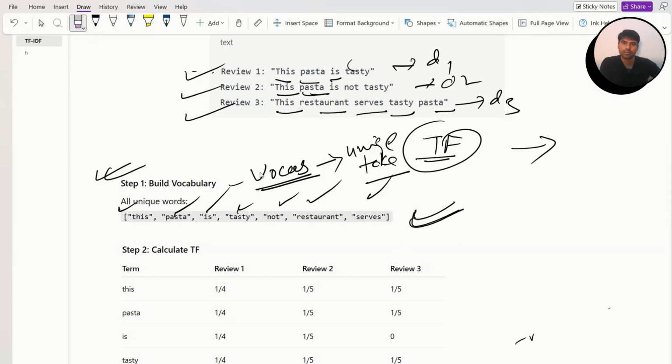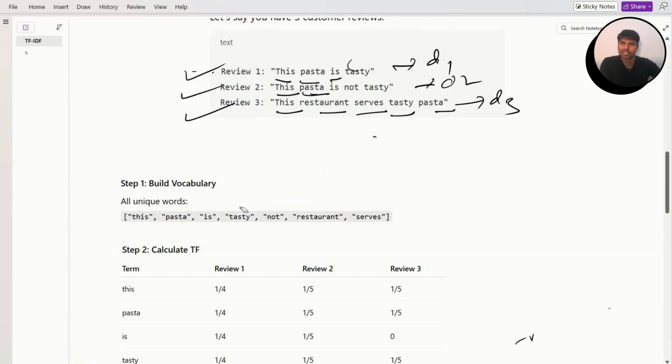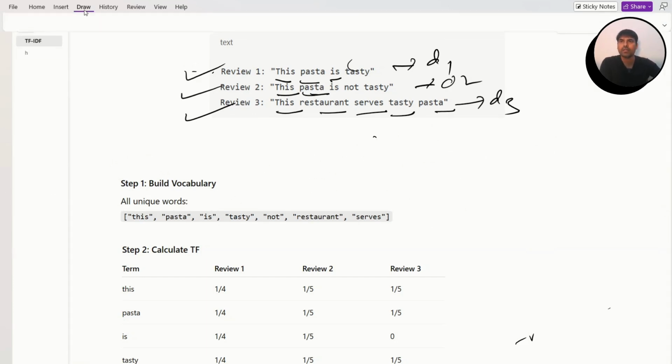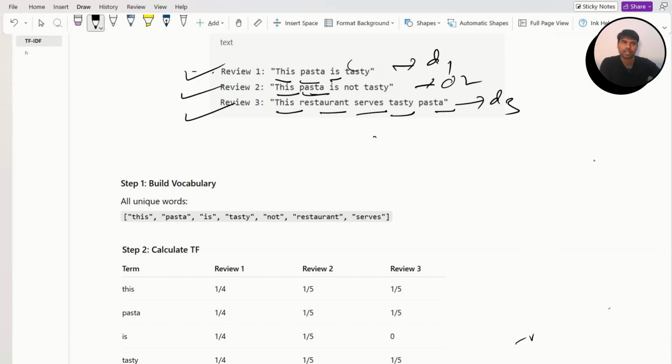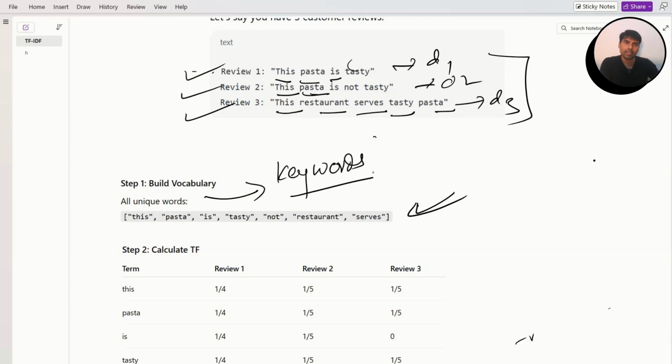Let me remove this whole thing, I want to make it clean. I hope you understand how to build the vocab. This is a very important part. This is the first part, how to build the vocab. So for these documents, for this corpus, this is my list of vocab. These are my unique tokens, all the unique keywords which are used in my given corpus. These are all the keywords.